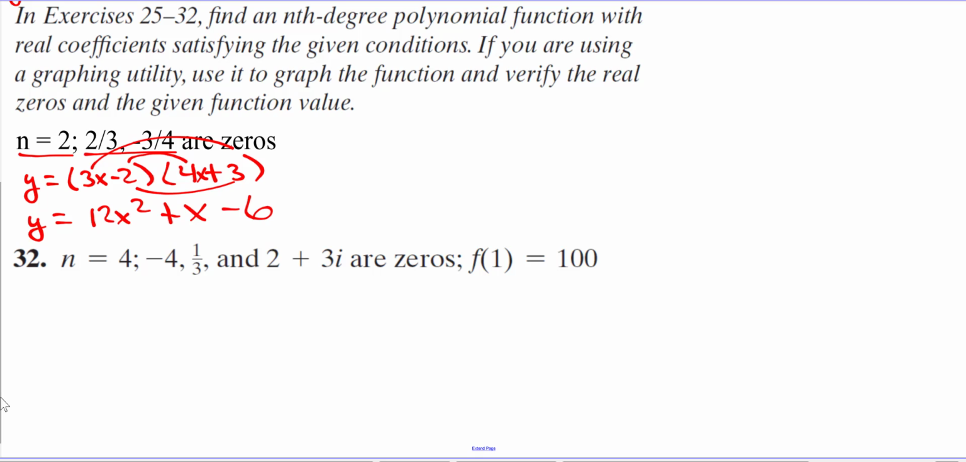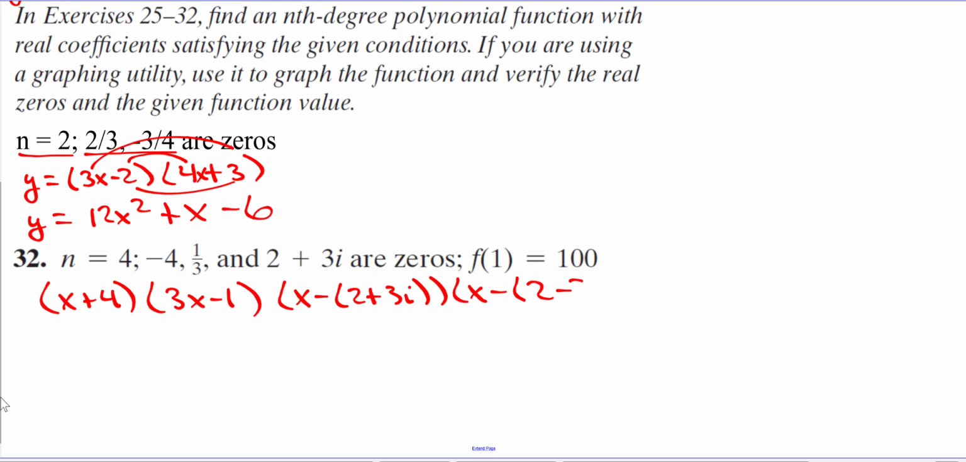How about this one? 4th degree, and then f of 1 has to equal 100. So let's do this first. Let's multiply x plus 4, 3x minus 1. So that's for the -4. 3x minus 1 is for the 1/3. And then we have x minus 2 plus 3i, and x minus 2 minus 3i. Well, we can FOIL these. 3x squared. Outside is -1, inside is 12, so plus 11x, and then minus 4.